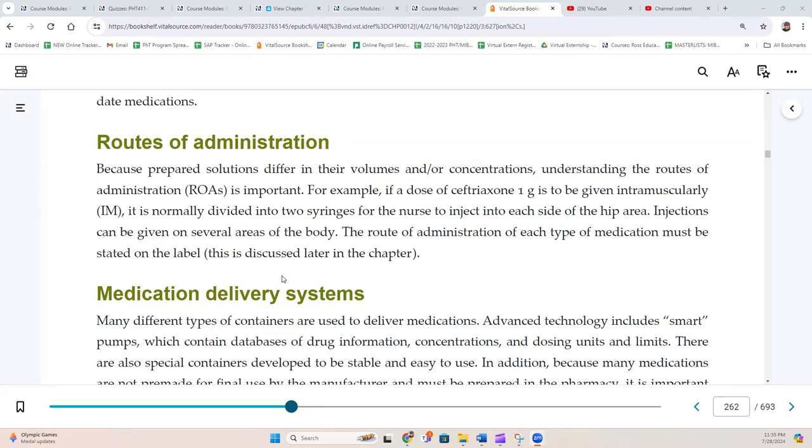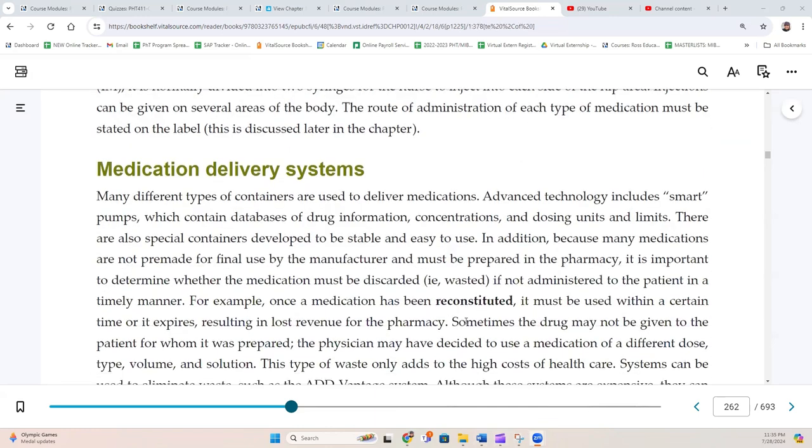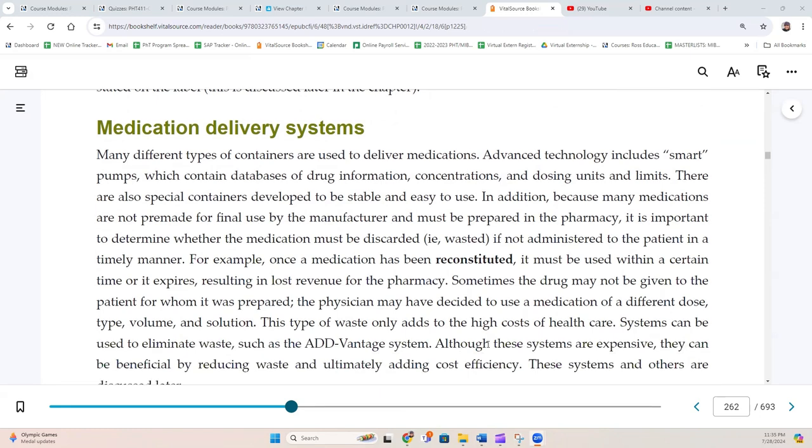Injections can be given on several areas of the body. The route of administration of each medication must be on the label. Many different types of containers are used to deliver medications. Advanced technology includes smart pumps, which contain databases of drug information, concentration, and dosing units and limits. There are also special containers developed to be stable and easy to use.